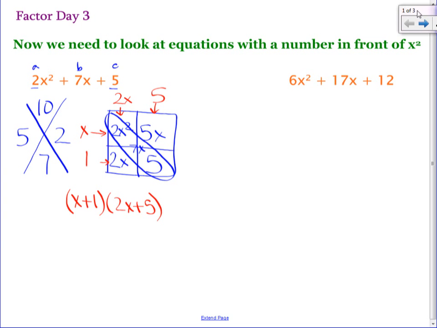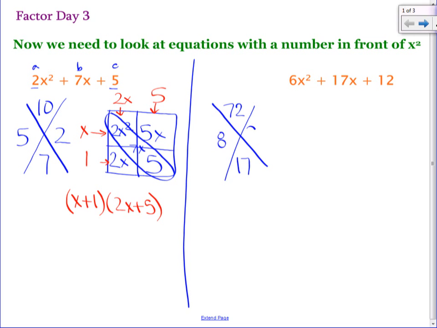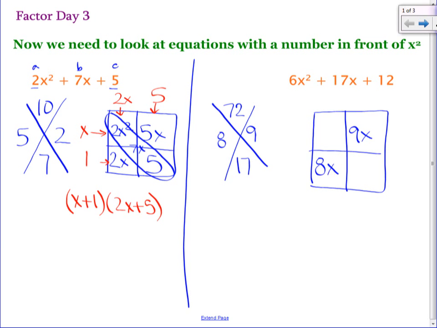All right, next one. So that one's done. Right here, what's the top number going to be? I got 72 by taking 6 times 12, and I got 17. What two numbers do we get? Is it 8 and 9? Yeah, that works, right? That multiplies to 72, adds to 17. So that goes in our window. In these two corners, again, it doesn't matter which order you put them in. You could put the 8 in the upper right and 9 in the lower left. The original problem goes along the diagonal, so 6x squared, 17x, and 12.